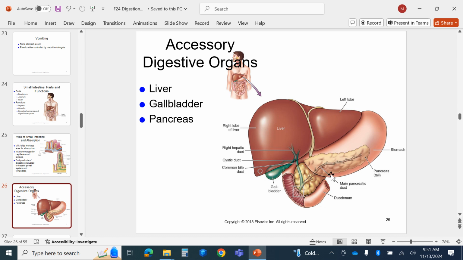More accessory digestive organs here. There's the liver. We'll have a look. There's your gallbladder, for bile storage. And then we have the pancreas, which is mucho bueno importante.